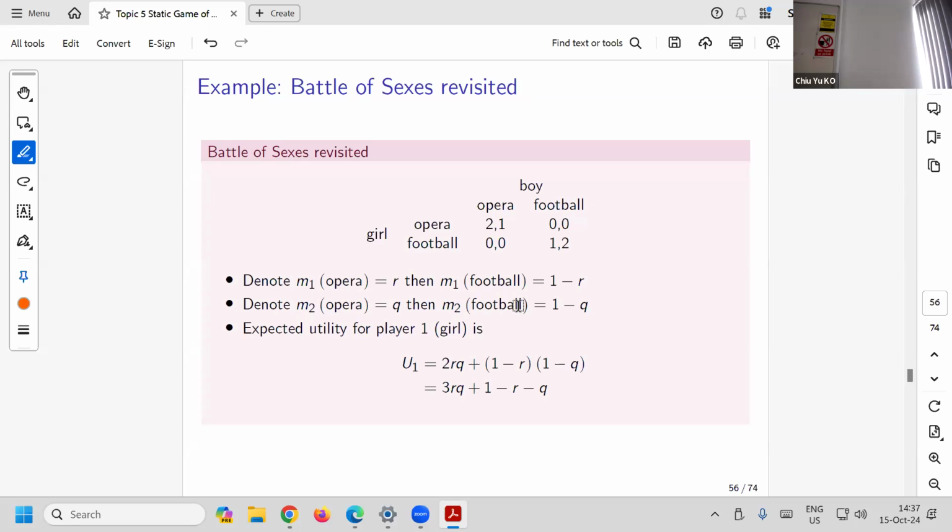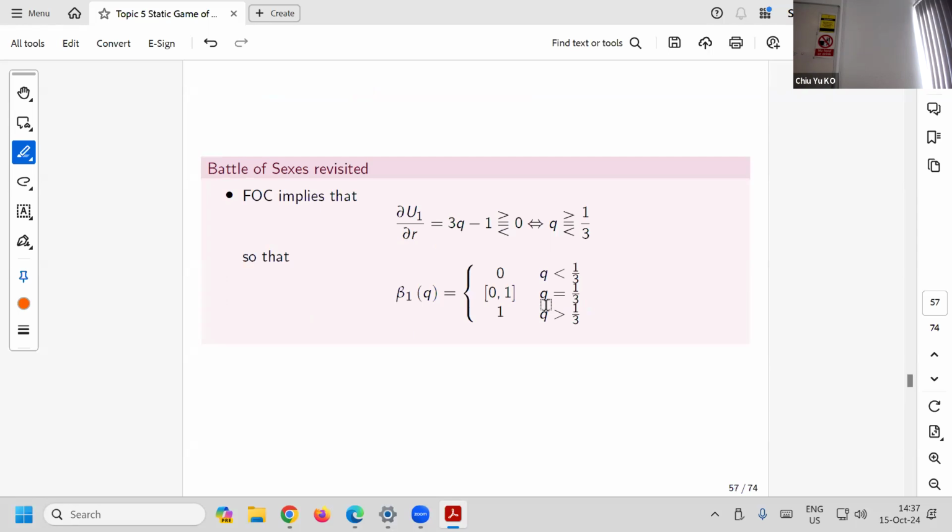This utility, expected utility. And because player 1 chooses R, we take the derivative over R, right? This is 3Q minus 1, right? And depending on whether Q is bigger than 1/3 or less than 1/3, you will decide what to do. If Q is large enough, then you will do 1, right? If Q is less than 1/3, you do 0, otherwise anything is fine.